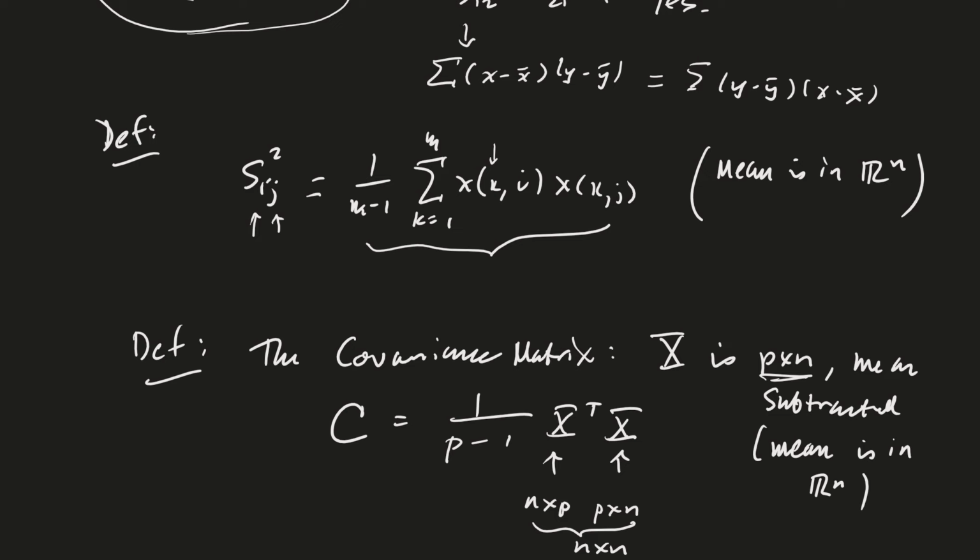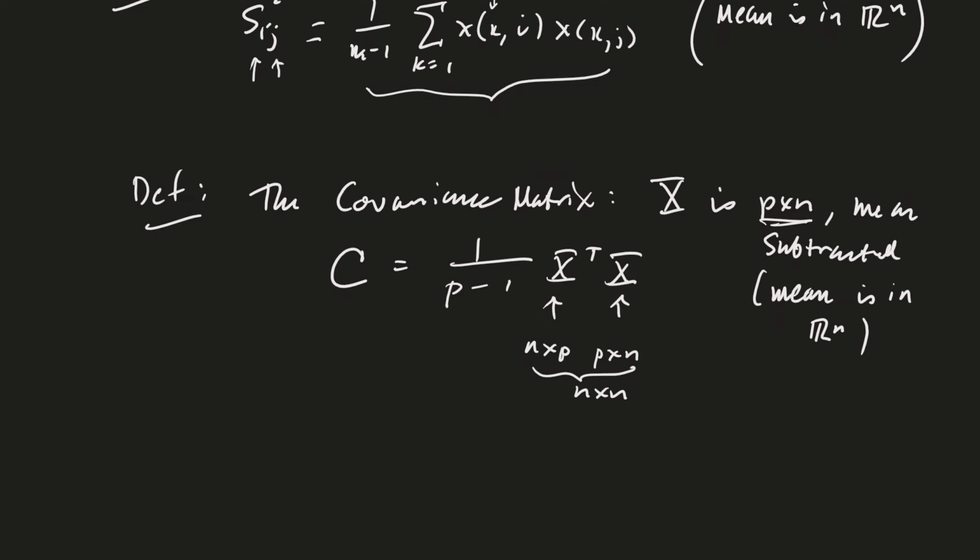What does the covariance matrix represent? It represents how the ith and jth columns of X covary. Okay, how the ith and jth columns of X covary. Good.